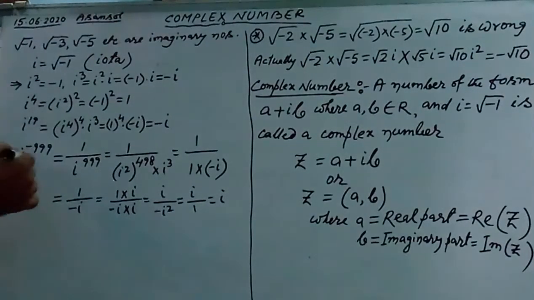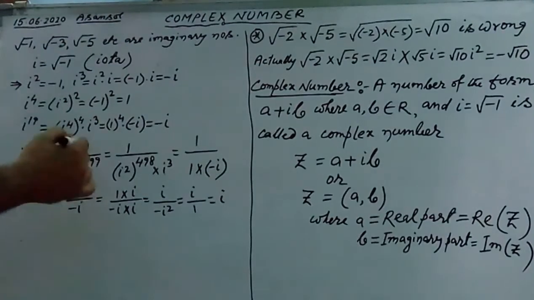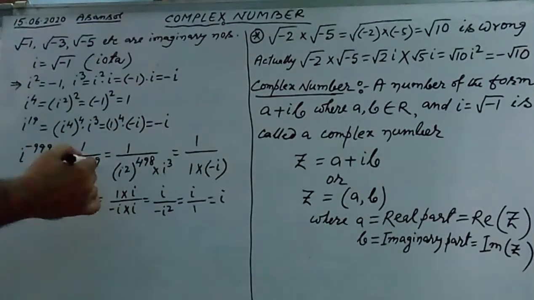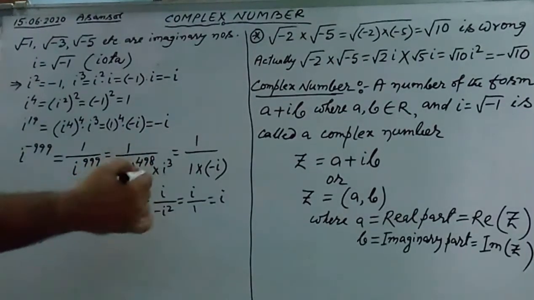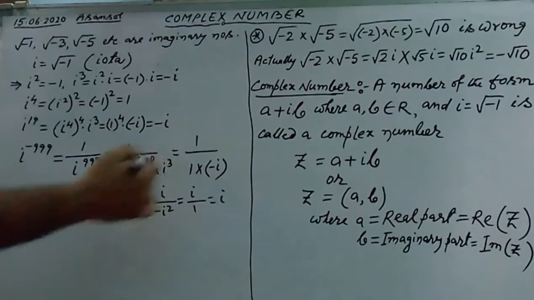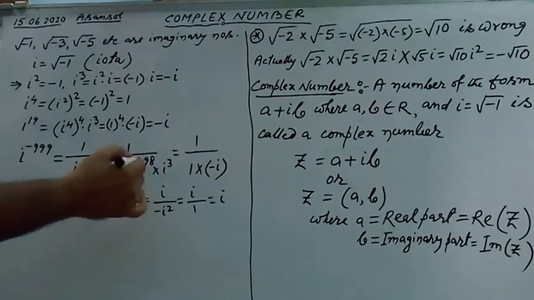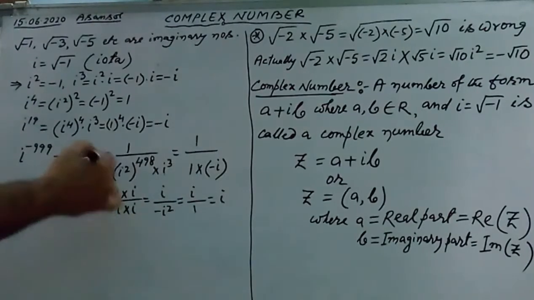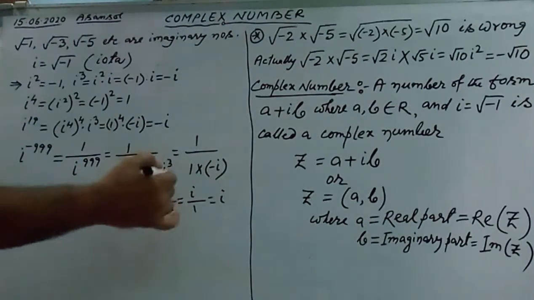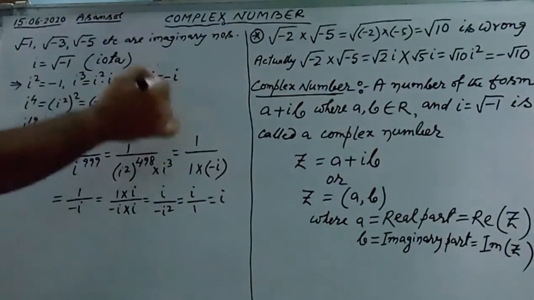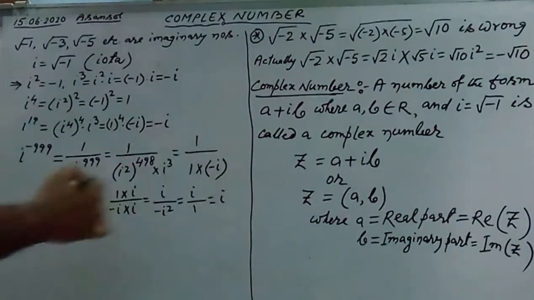In the same way, i to the power minus 999 can be written as 1 over i to the power 999, that is 1 over (i square) to the power 498 into i to the power 3. That is i to the power 996 plus 3, which is i to the power 999. Now, i square is equal to minus 1. Minus 1 to the power 498 is 1, into i cube. The value of i cube is equal to minus i.